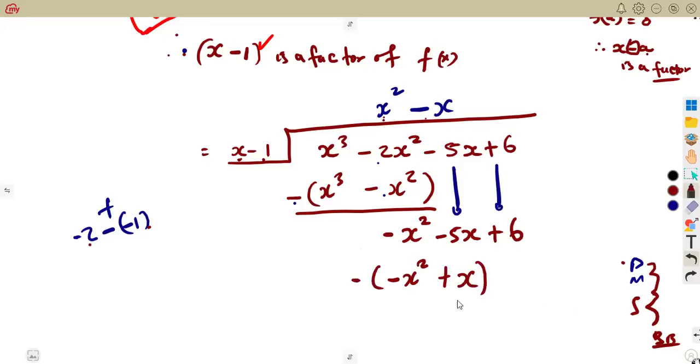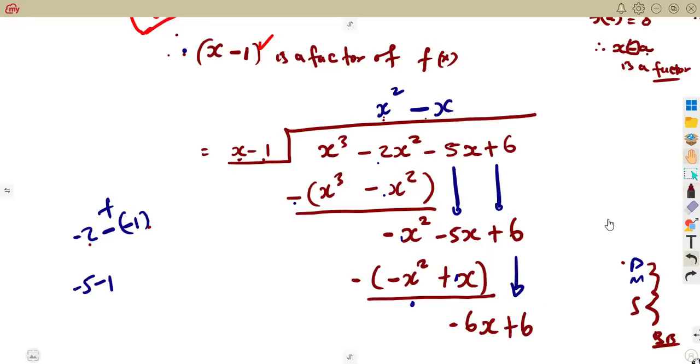So let's subtract. Minus x squared minus x squared, guys. We are subtracting the same thing. So definitely that will give us a 0 there. Minus 5x minus, what are we subtracting? Positive x. So it's minus 5 minus 1, that is going to be minus 6x. We drop the part that is remaining, positive 6, as it is.